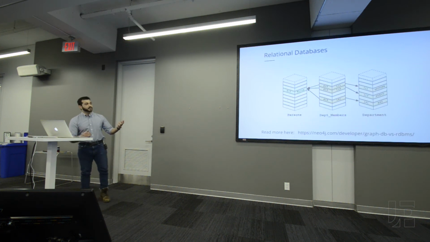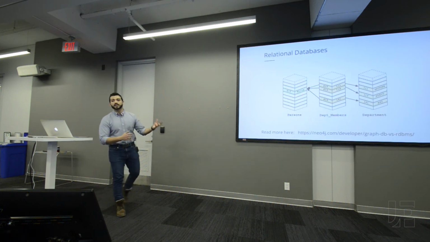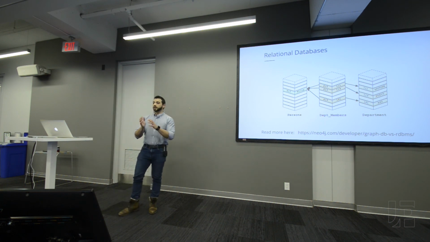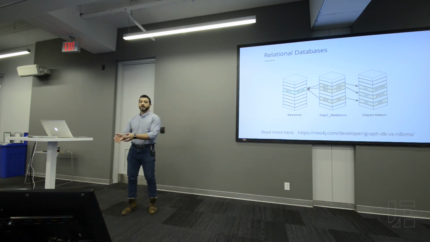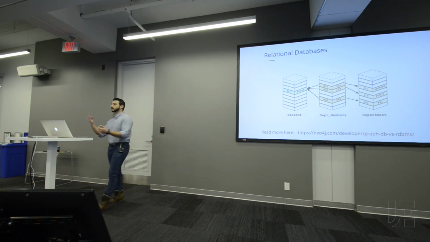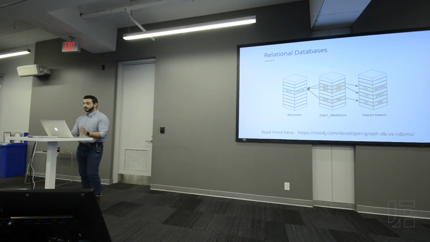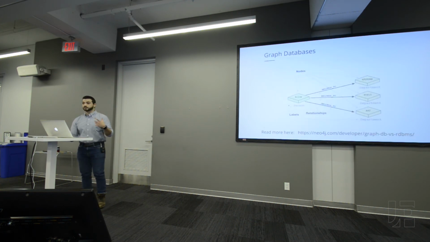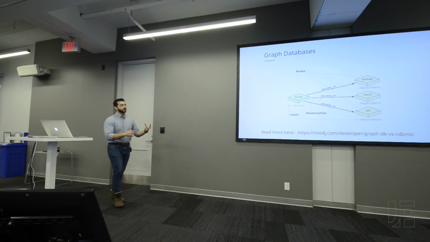In a relational database, if I wanted to connect people and departments, which is to say, I want a person to belong to many departments, and I want a department to have many people, I would have to have a through table. So I'd already be at 3 tables, and I would have to have those tables to hit that many-to-many relationship. Now, in a graph database, it's a little bit different.